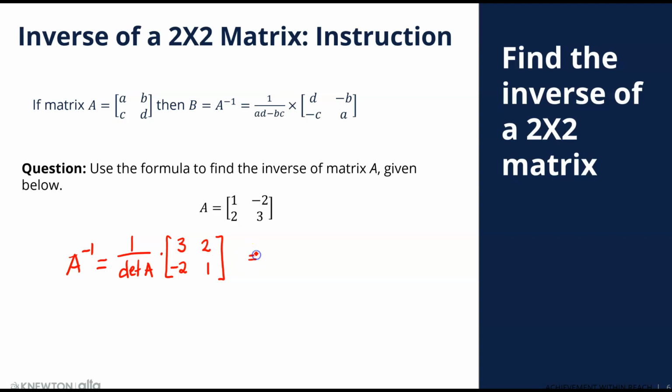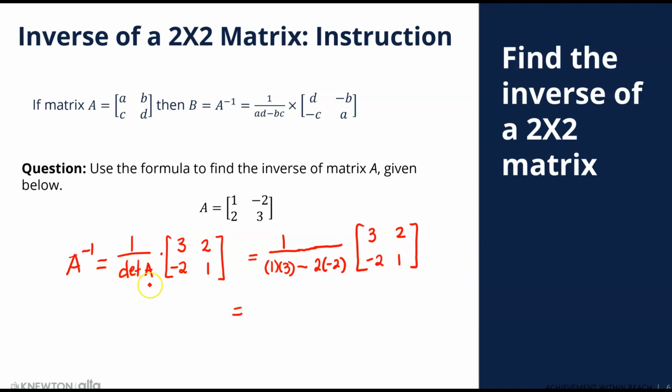Now, let's compute first for the determinant of A. The determinant of A is the product of the diagonal entries here. So you have 1 over the product, so 1 times 3 minus the product of the two entries here. So you have 2 times negative 2, and then again times this matrix here. So we have 3, 2, negative 2, 1.